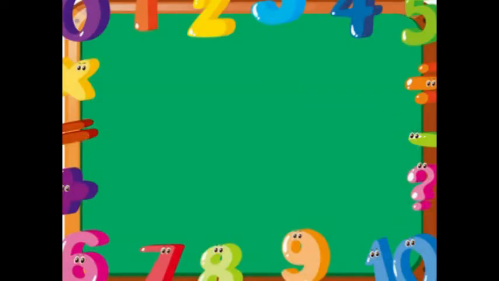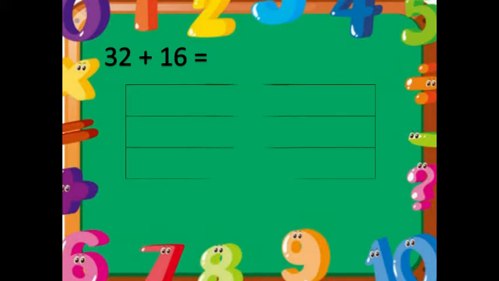So let's start to add numbers. So I have here 32 plus 16. So this is a 2-digit number. So we need the place value chart, and we need to use 2 place values, which is the ones and the tens. So let's try to put the numbers in its correct place value.